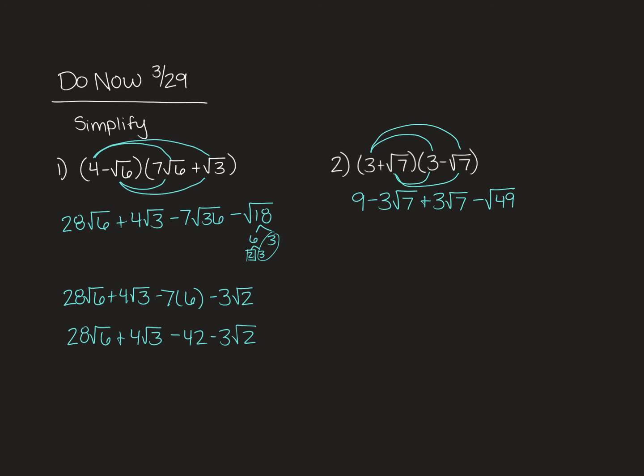So negative 3 square root of 7 and 3 square root of 7 will cancel, and we will get 9 minus, the square root of 49 is actually 7. So 9 minus 7, our answer is 2. This example is known as a conjugate. Whenever you multiply the same numbers, just the sign in between is switched, that is called a conjugate.